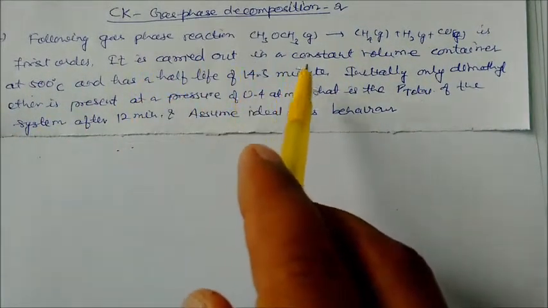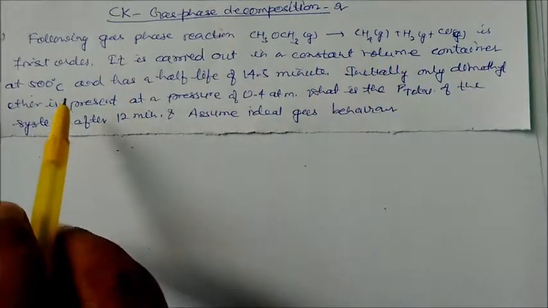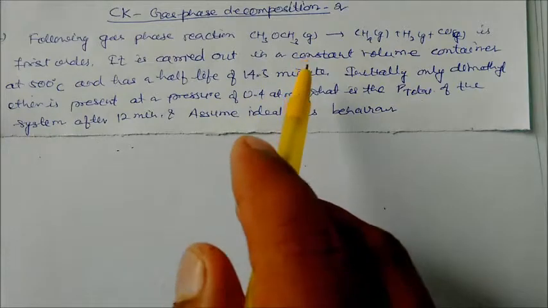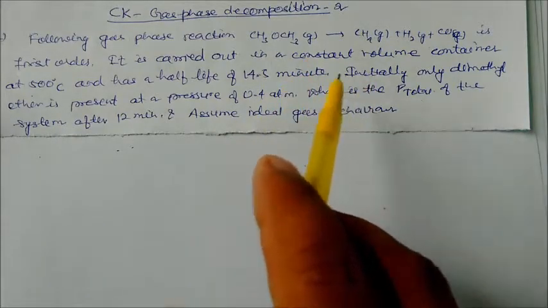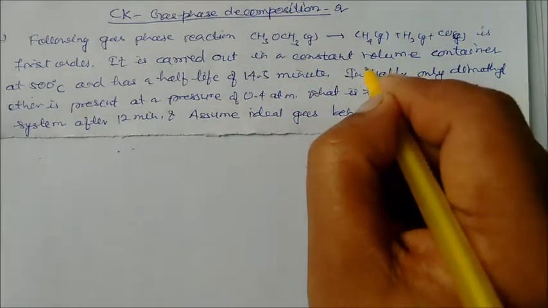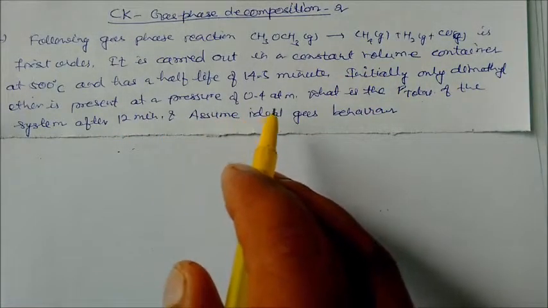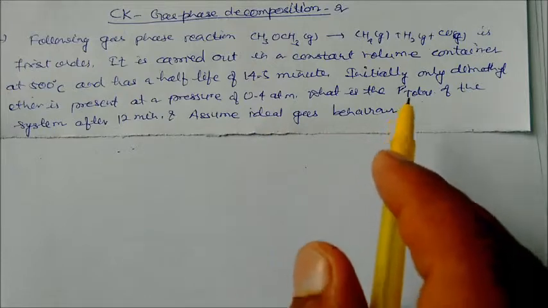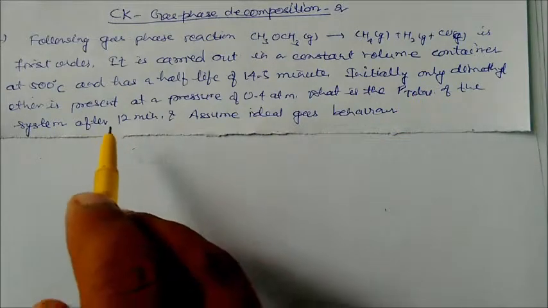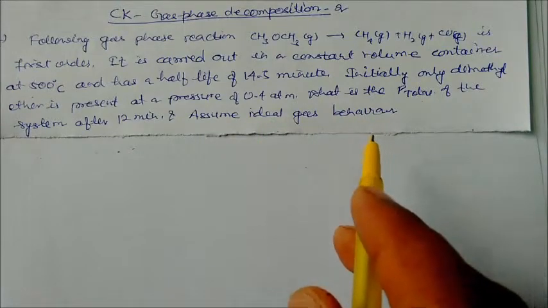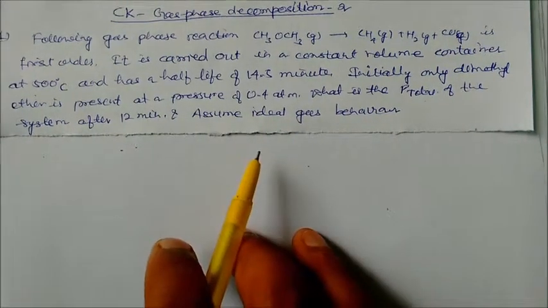It is carried out in a constant volume container at 500 degrees centigrade and has a half-life of 14.5 minutes. Initially only dimethyl ether is present at a pressure of 0.4 atmospheric pressure. What is the total pressure of the system after 12 minutes, assuming ideal gas behavior? So we will solve this problem.